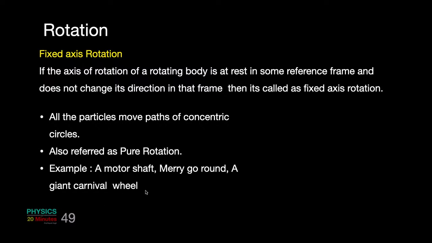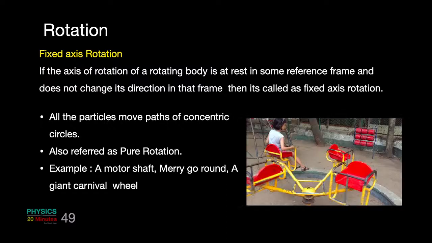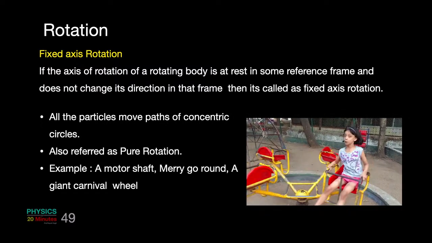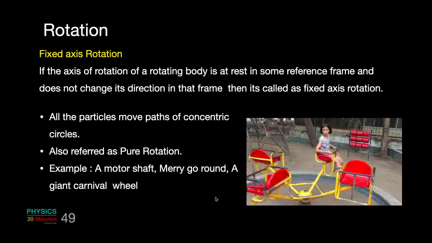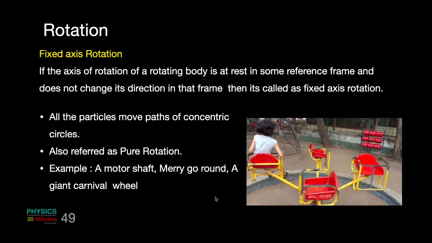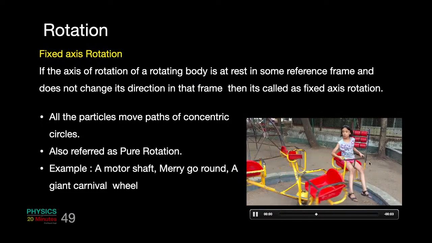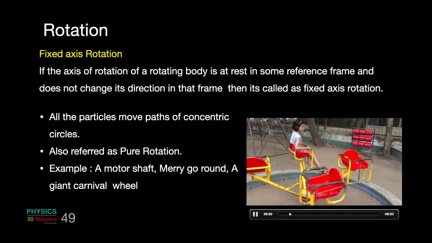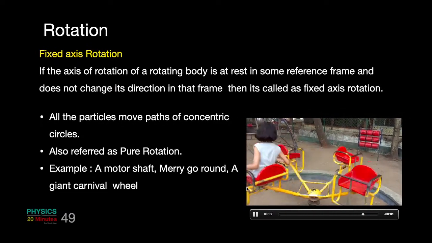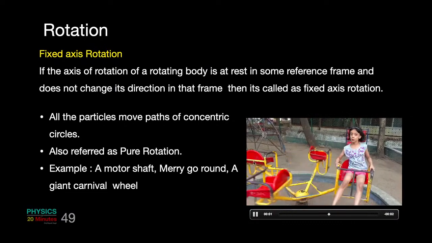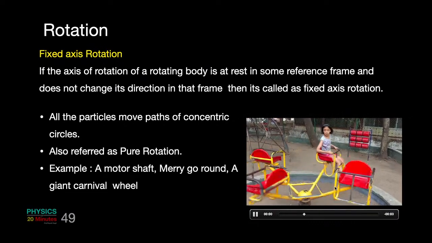A giant wheel in the carnivals, their axis is horizontal. Here I have one example of fixed axis rotation. This child is sitting on a merry-go-round kind of situation and revolving. You can see that it is a fixed axis rotation.